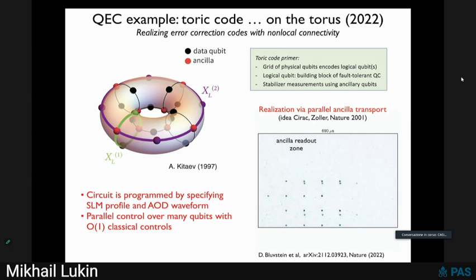And most importantly, here we actually encode two logical qubits, encoded going around this torus one way and the other. And it's actually done by using just two control parameters, which are basically voltages, which move the atoms up and down, left and right.